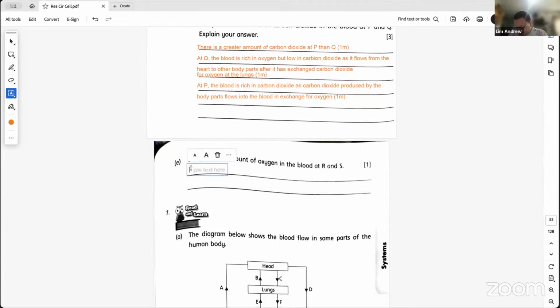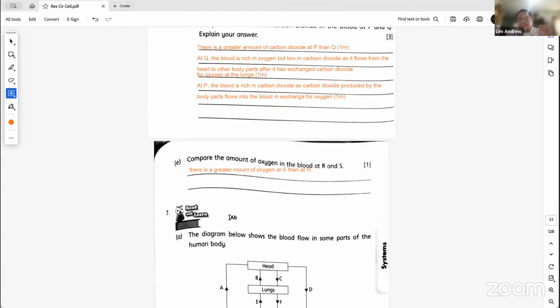So the answer for E is actually there is a greater amount of oxygen at S than at R. That's it. Don't bother explaining, because they only ask you to compare. So why do I say that there is a greater amount of oxygen at S than R?